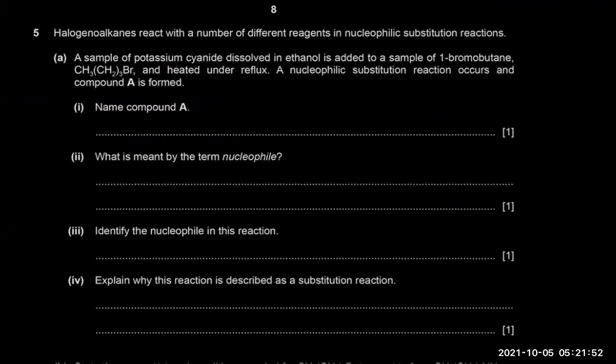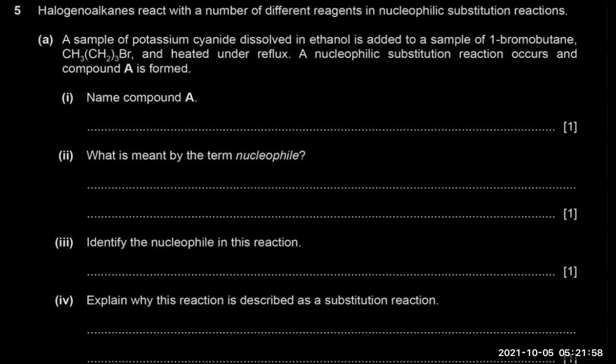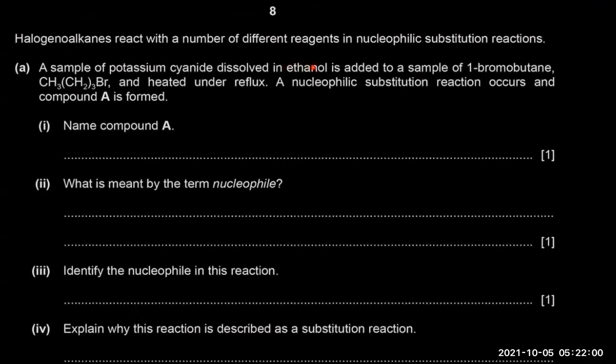Halogenoalkanes react with a number of different reagents in nucleophilic substitution reactions. A sample of potassium cyanide dissolved in ethanol is added to a sample of 1-bromobutane. Potassium cyanide is KCN, and ethanol is added to bromobutane and heated under reflux. A nucleophilic substitution reaction occurs and compound A is formed.